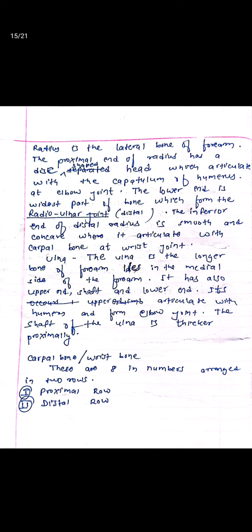Radius and ulna. Radius is the lateral bone of the forearm. The proximal end of the radius has a disc-shaped head which articulates with the capitulum of the humerus at the elbow joint. The lower end is the widest part of the bone, which forms the distal radio-ulnar joint. The inferior end of the distal radius is smooth and concave where it articulates with carpal bones at the wrist joint.